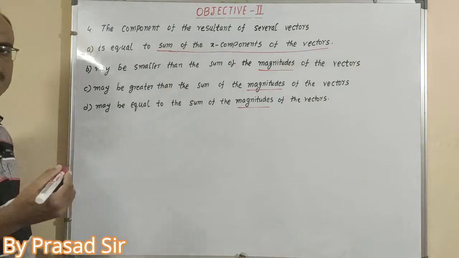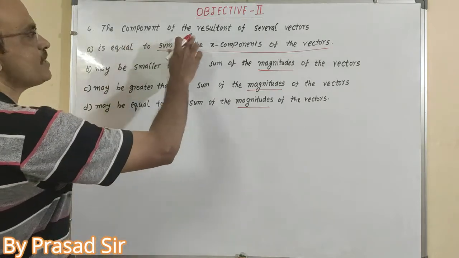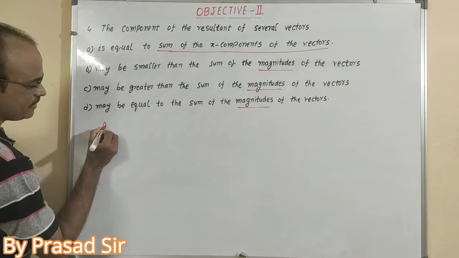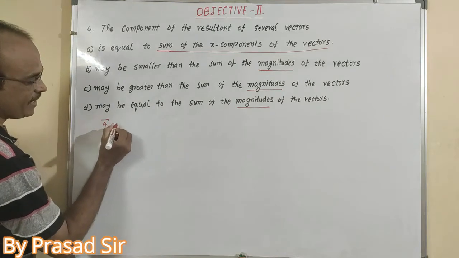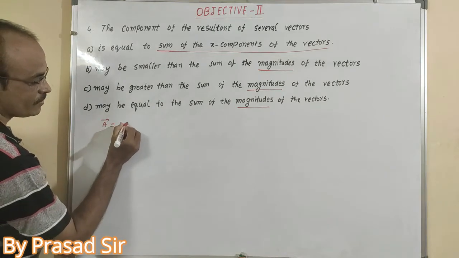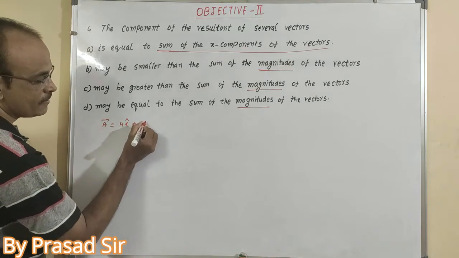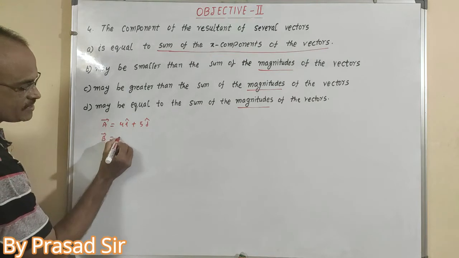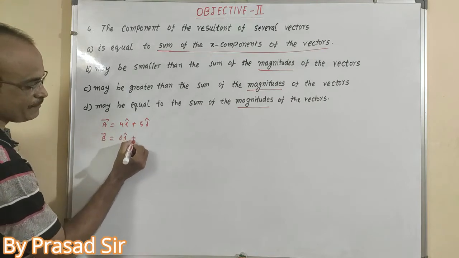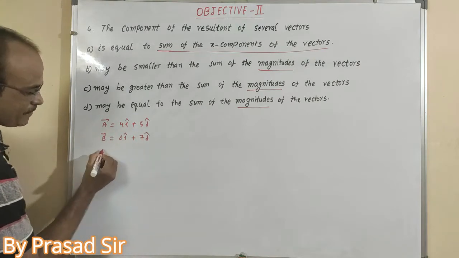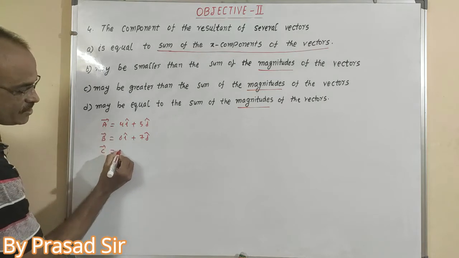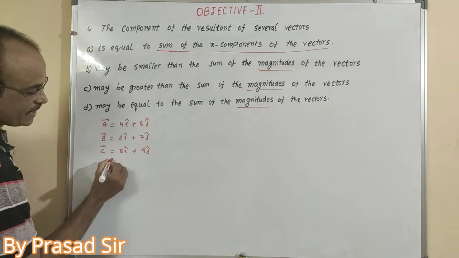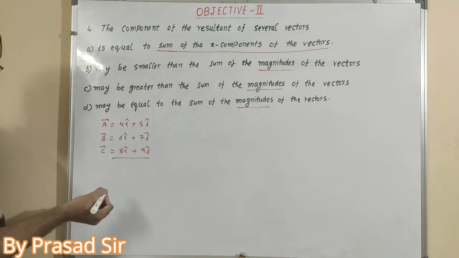First of all, I will take three vectors, to look at the components of the resultant of several vectors. Let us consider A vector is equal to 4i cap plus 5j cap, B vector is equal to 6i cap plus 7j cap, and C vector is equal to 8i cap plus 9j cap. Add all those.